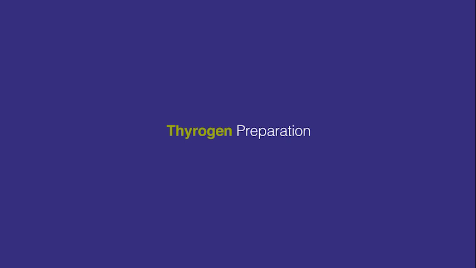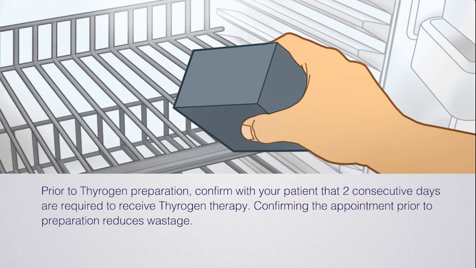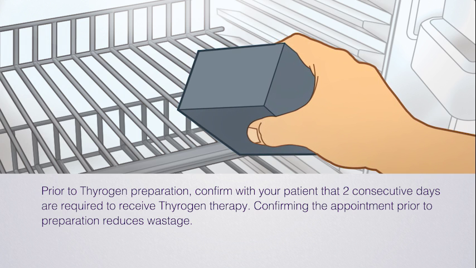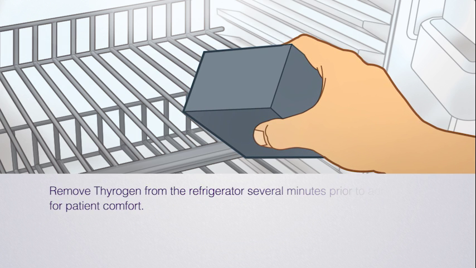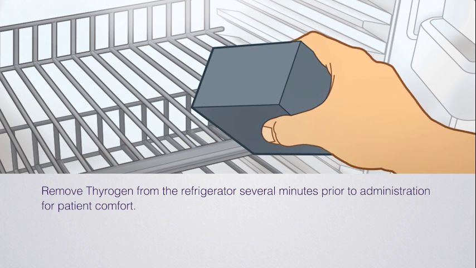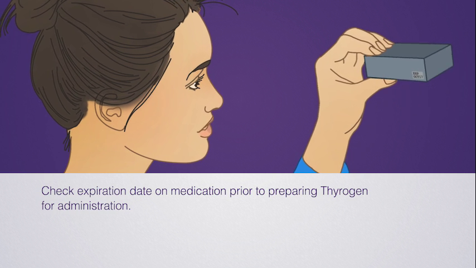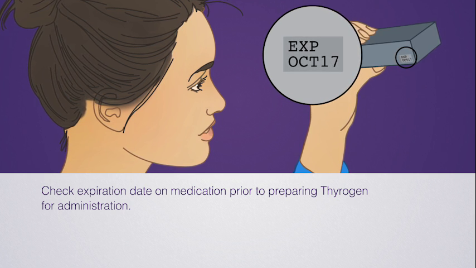Thyrogen preparation. Prior to Thyrogen preparation, confirm with your patient that 2 consecutive days are required to receive Thyrogen therapy. Confirming the appointment prior to preparation reduces wastage. Remove Thyrogen from the refrigerator several minutes prior to administration for patient comfort. Locate and check the expiration date to confirm the expiration date has not passed.